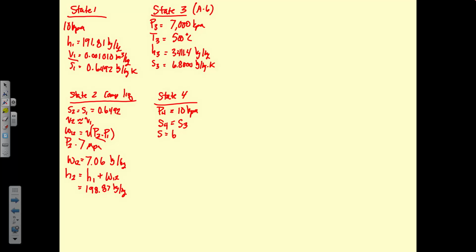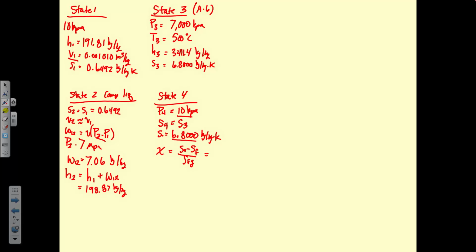So we find s is equal to 6.8000 kilojoules per kilogram Kelvin, which if we look this up at 10 kilopascals, and that's an entropy value, we can see that it's a saturated liquid vapor mixture. So we can calculate our quality as s minus s_f over s_fg. This is s4.